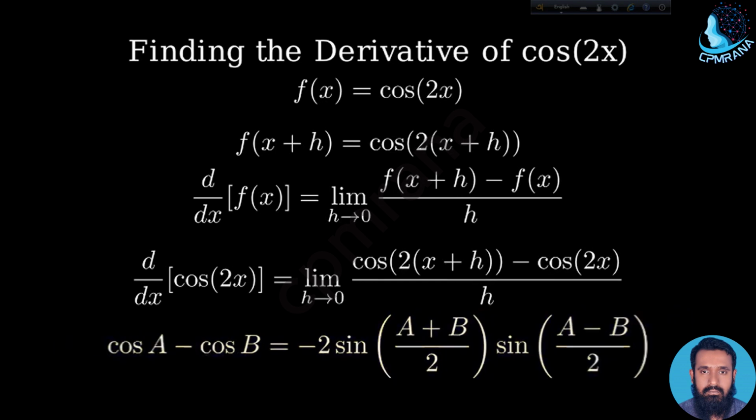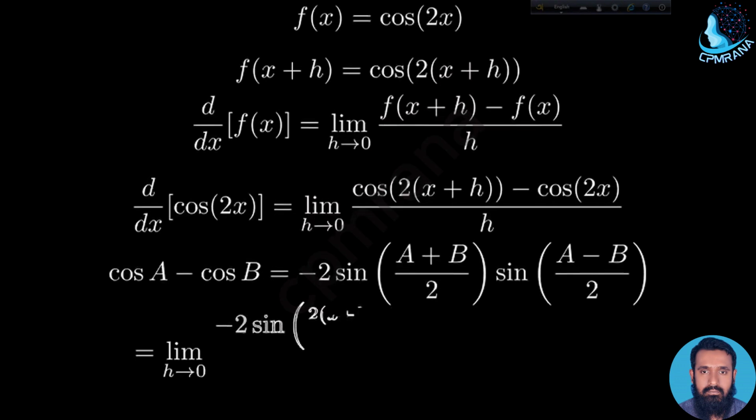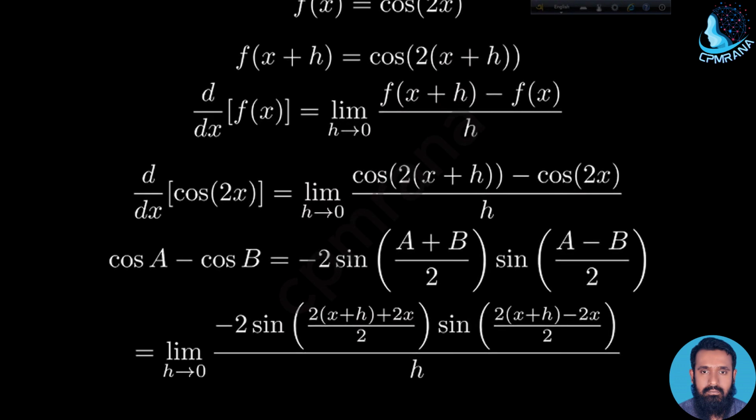The cosine of a minus the cosine of b equals negative 2 times sine of a plus b over 2 times sine of a minus b over 2. Let's apply this identity to our problem. We'll substitute a equals 2x plus 2h and b equals 2x.